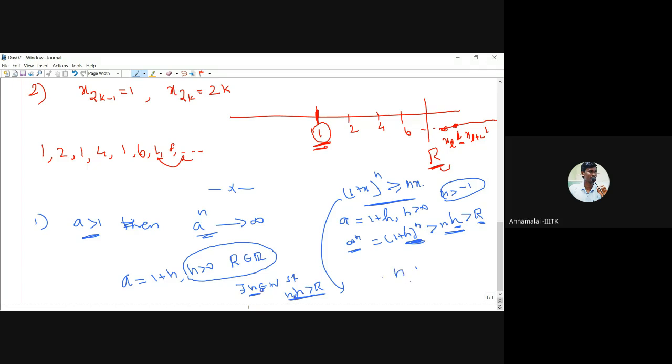So if you take any n which is bigger than or equal to n naught, we know that n naught into h is bigger than r. So multiplying h on both sides, we get n into h also bigger than or equal to n naught into h. But n naught into h is strictly greater than r. This is greater than or equal to 1 plus h power n by Bernoulli's inequality. This is nothing but a power n. So after this stage, all the a power n's are bigger than this r. Therefore, a power n diverges to infinity, provided a is greater than 1.